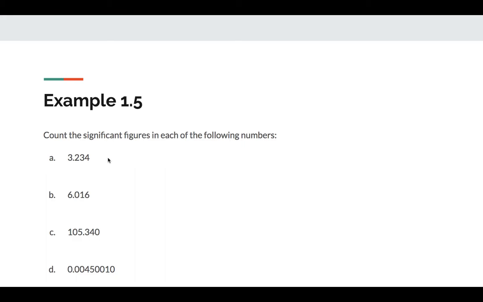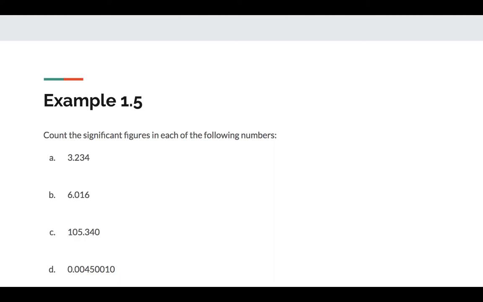Okay, what about B? 6.016. Looking at our rules, we do have a 0 in this number, but it's wedged in between two digits that are significant, or non-zeros. So that 0 is also significant. That means there are 1, 2, 3, 4 significant figures in this number.